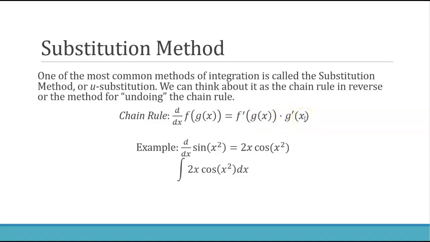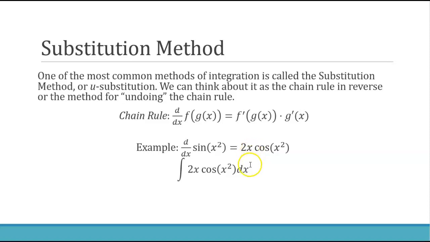What we want to start to think about is that in the integrand, we are going to have the result of the chain rule. So we're going to have f prime of g of x times g prime of x in the integrand of an indefinite or definite integral. For example, if I took the derivative of sine of x squared, by the chain rule, that would be cosine of x squared times 2x.